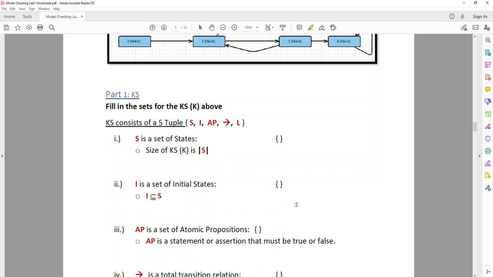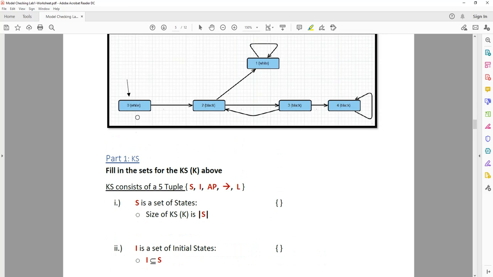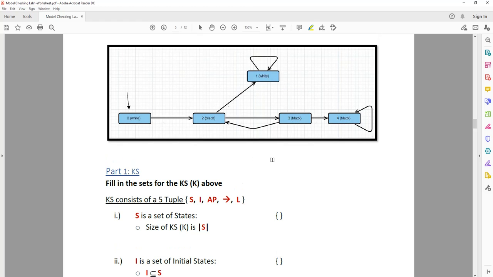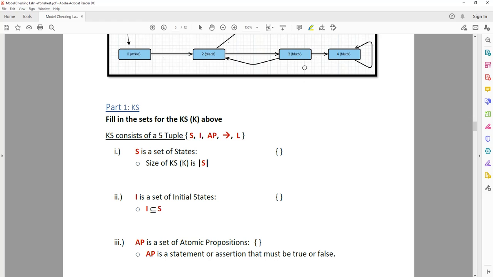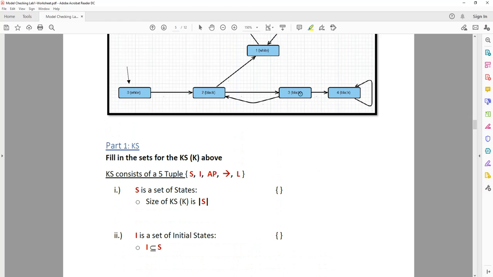When we do traversals of this Kripke structure with our temporal logic, we will be determining whether white is true at state 0. Is black true at state 3? Because these are atomic propositions, they have to be true or false. So black will be true at 3, but white will be false at 3.